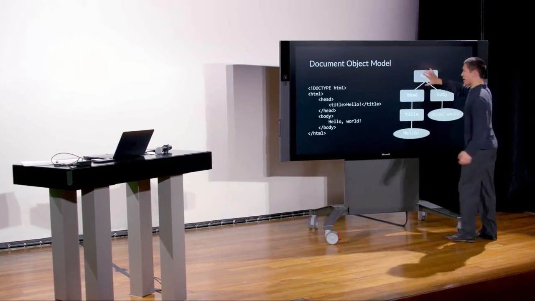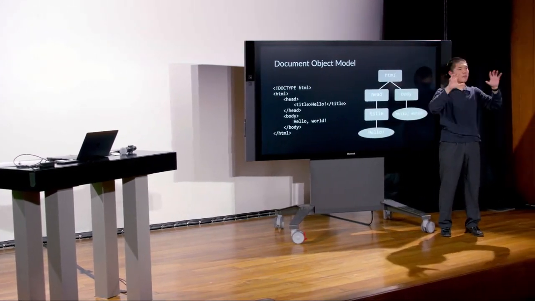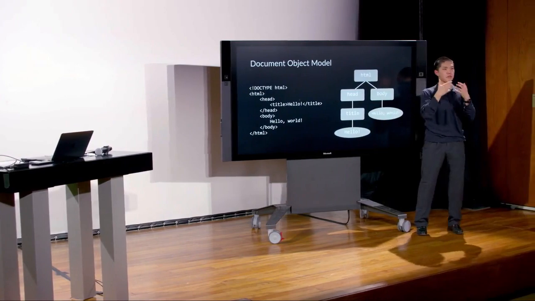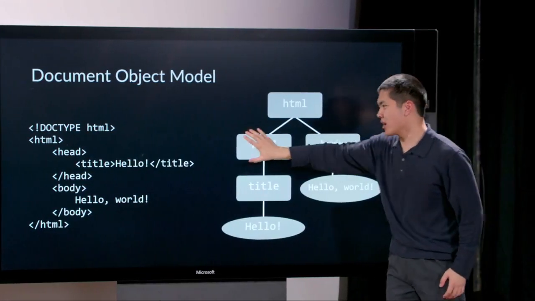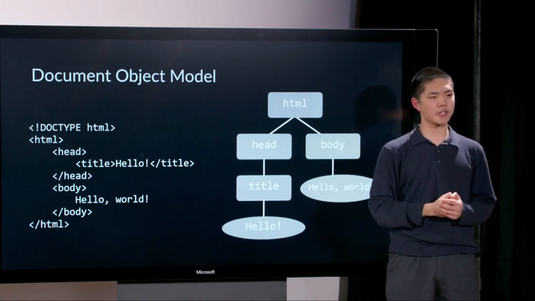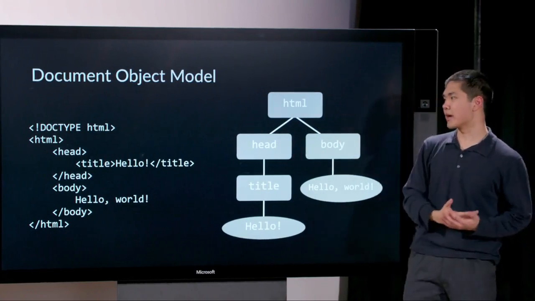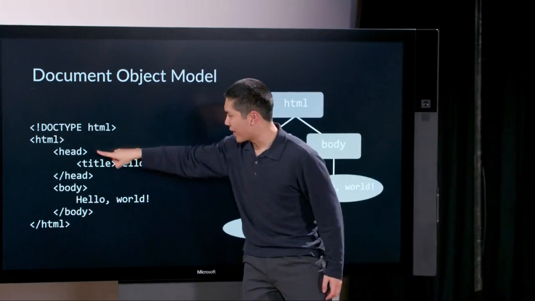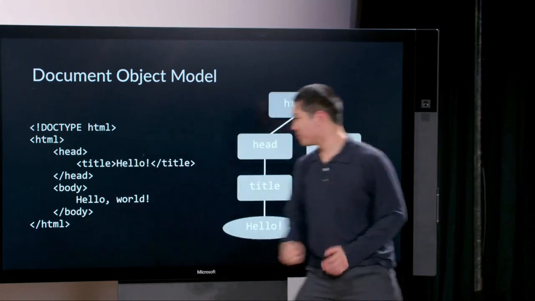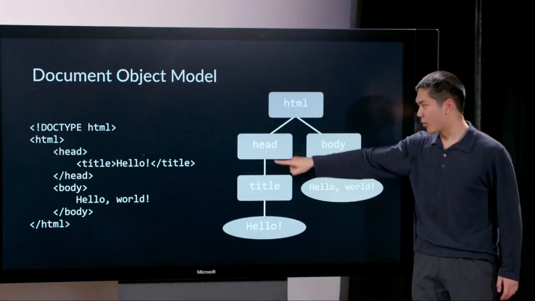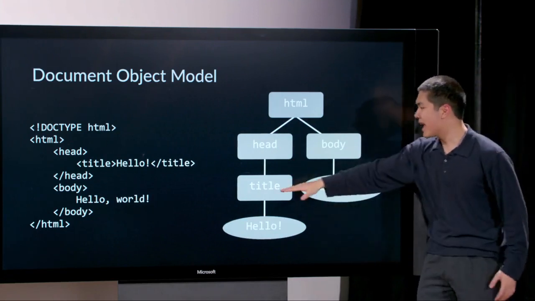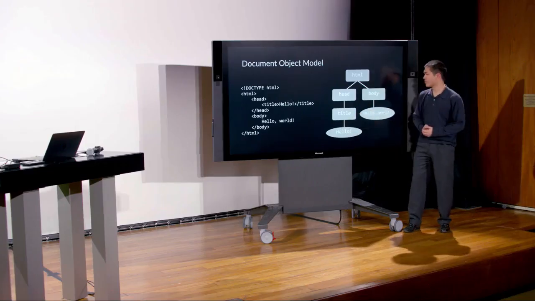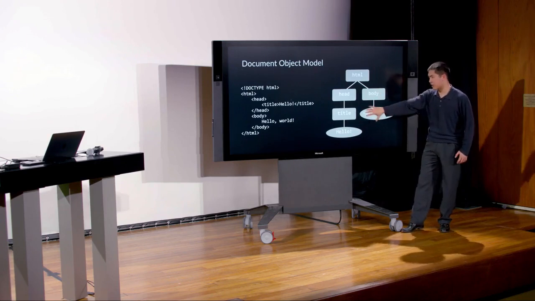We have HTML at the very top, right? Everything in our web page is contained within this HTML tag. And within that HTML tag, we have the header, that head section of the HTML page, and we have the body of the HTML page, right? Because inside of HTML, we have the head here and the body there. Inside of the head, we have a title, because the whole title tag is nested within the HTML header. And inside of that title is our text, hello. And likewise, inside of our body is just this text, hello world.